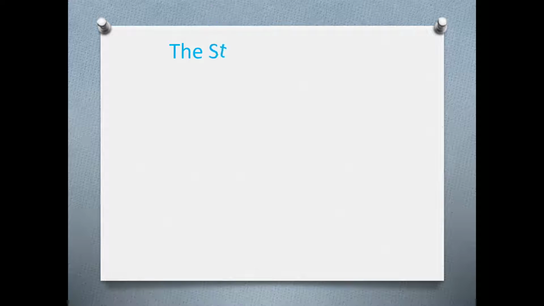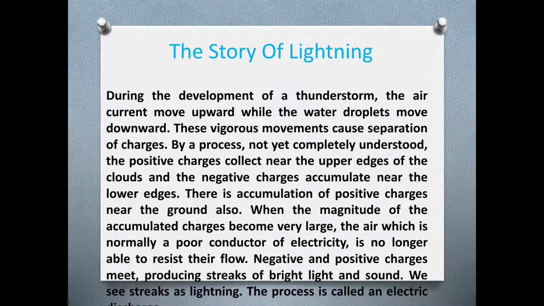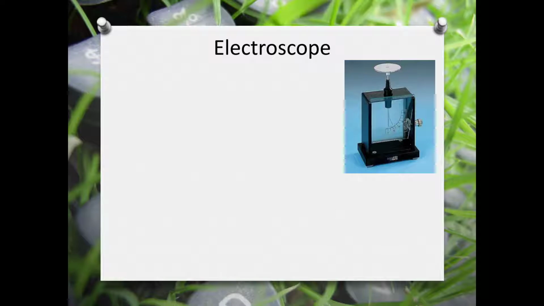Let us continue with the chapter Some Natural Phenomena. I had covered a little part of it, and a little bit is remaining. So, let us continue with that. Okay, so the story of lightning is already explained to you. So, I was explaining to you about an electroscope.